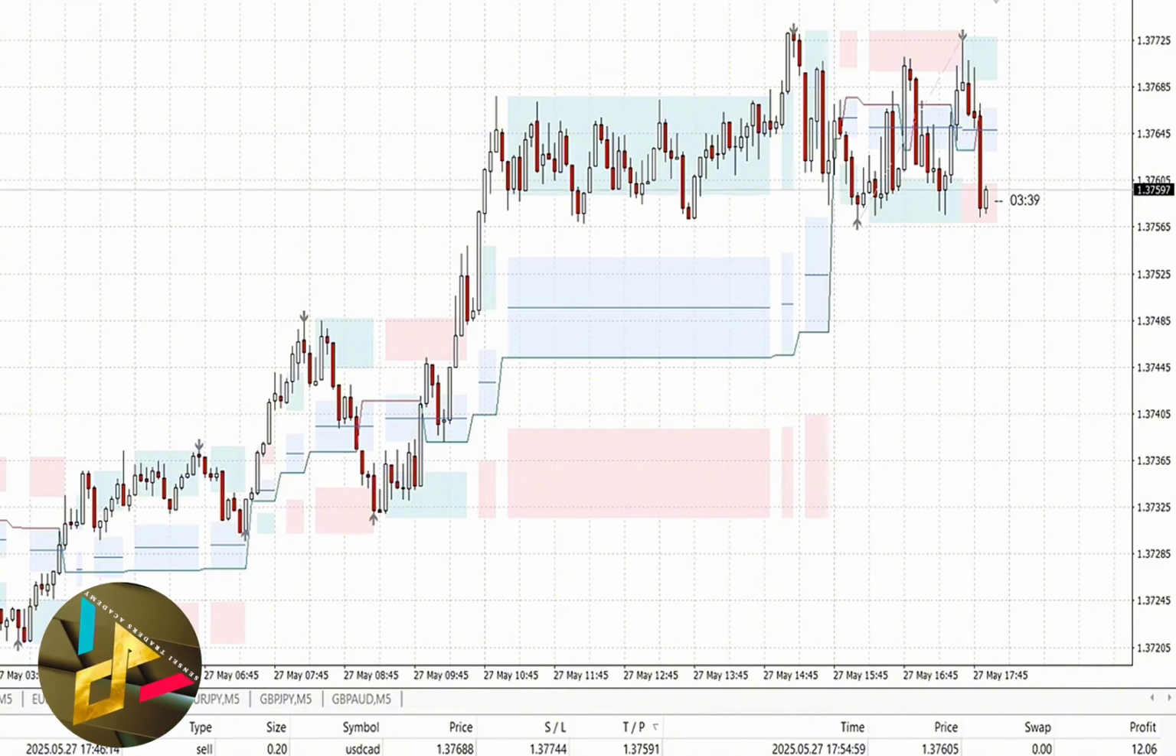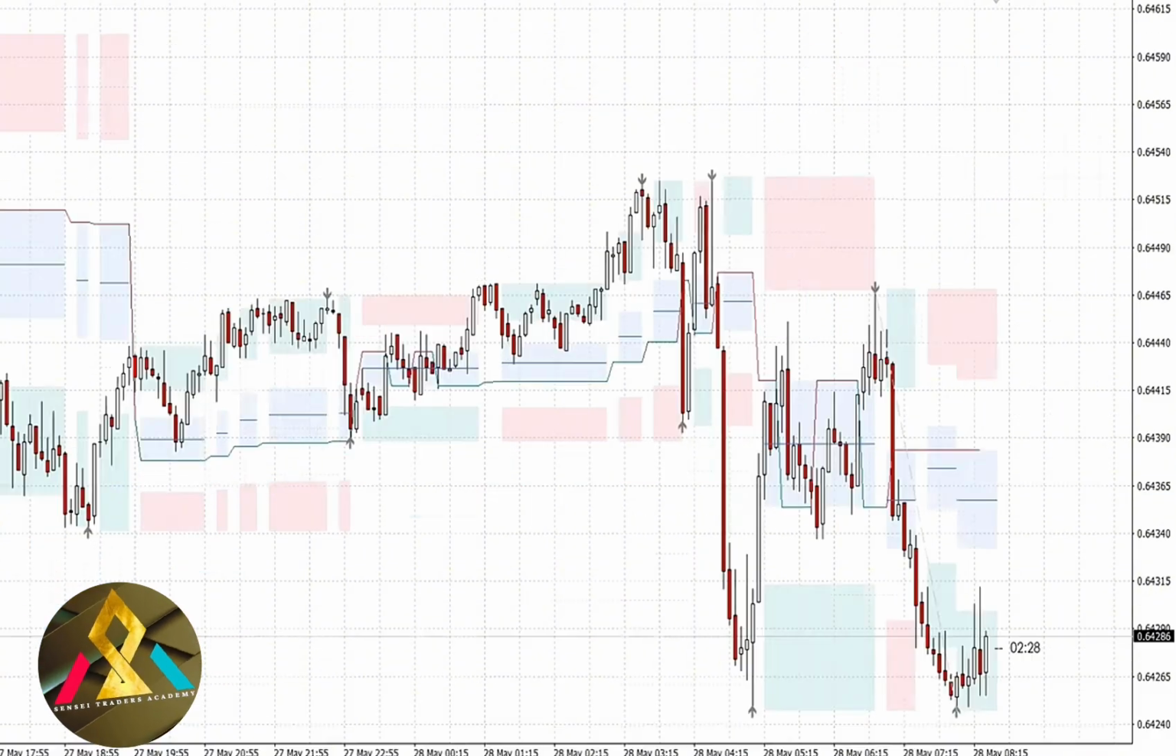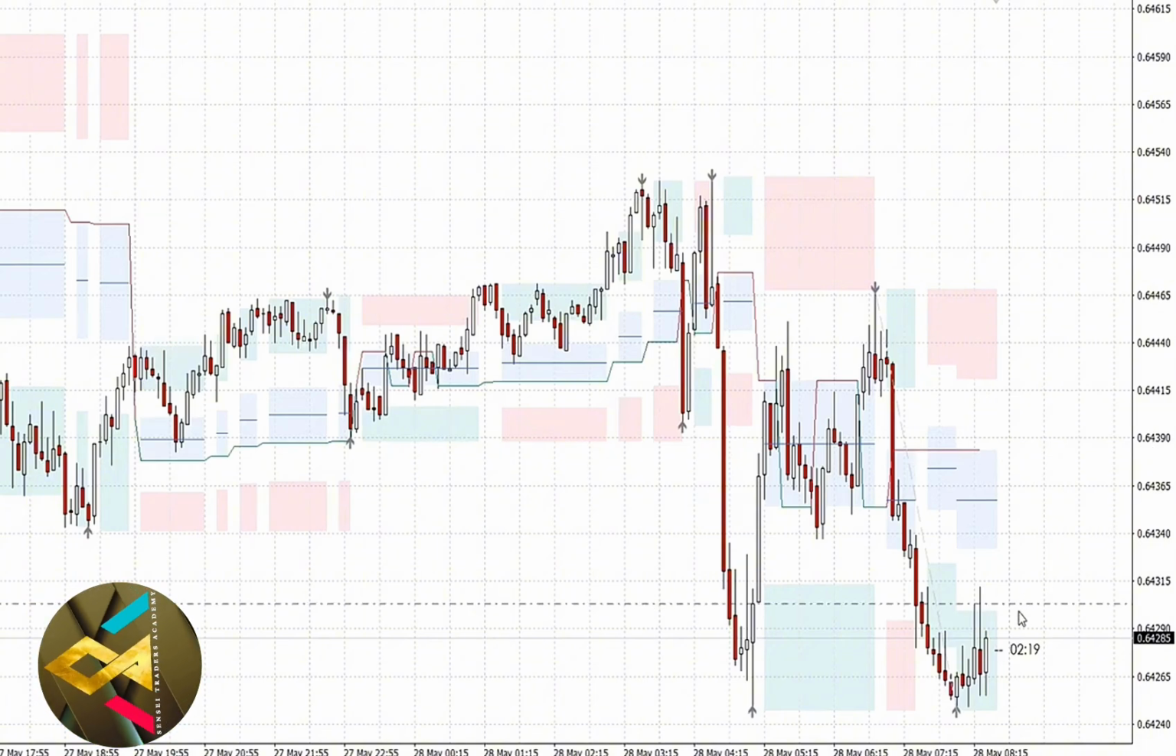Stay tuned. In just a moment, I'll show you a live trade example using this exact setup. You'll see how all of this comes together in a real market situation. Let's head over to the chart now. Now let me show you the live trade I've taken using this strategy.